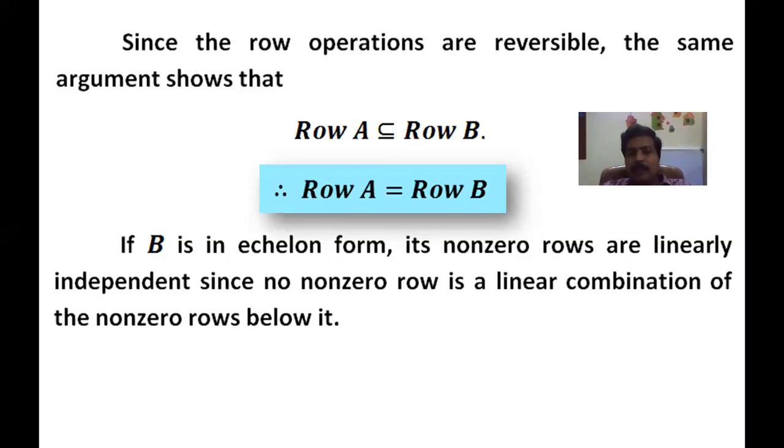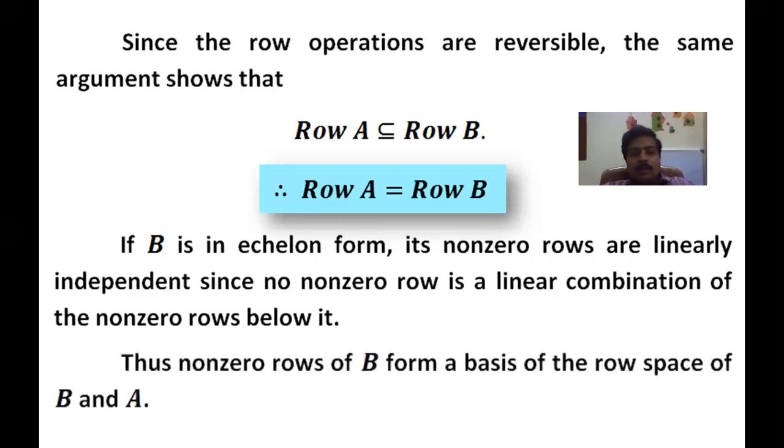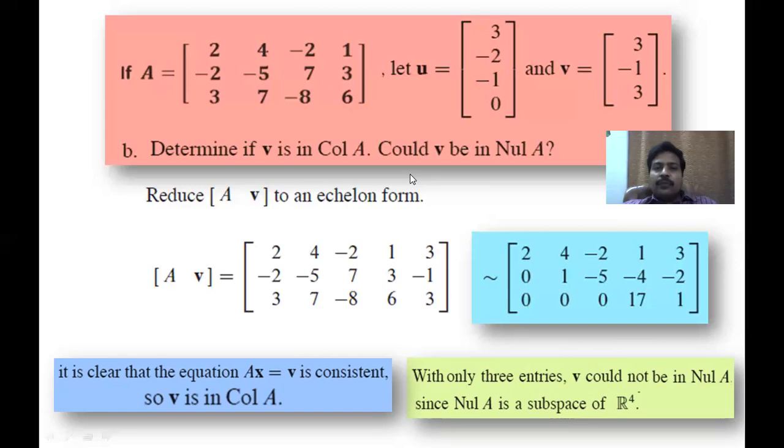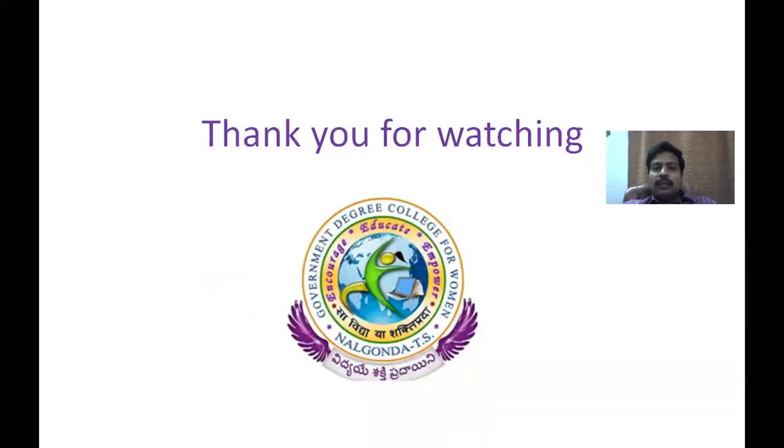Whenever they are linearly independent, since they span the entire row space of A and B, which are both equal, those rows are spanning and linearly independent, so they form a basis. Thus, the non-zero rows of B form a basis of the row space of A and B, since the row space of A is equal to the row space of B. So with this, I will conclude today's class.